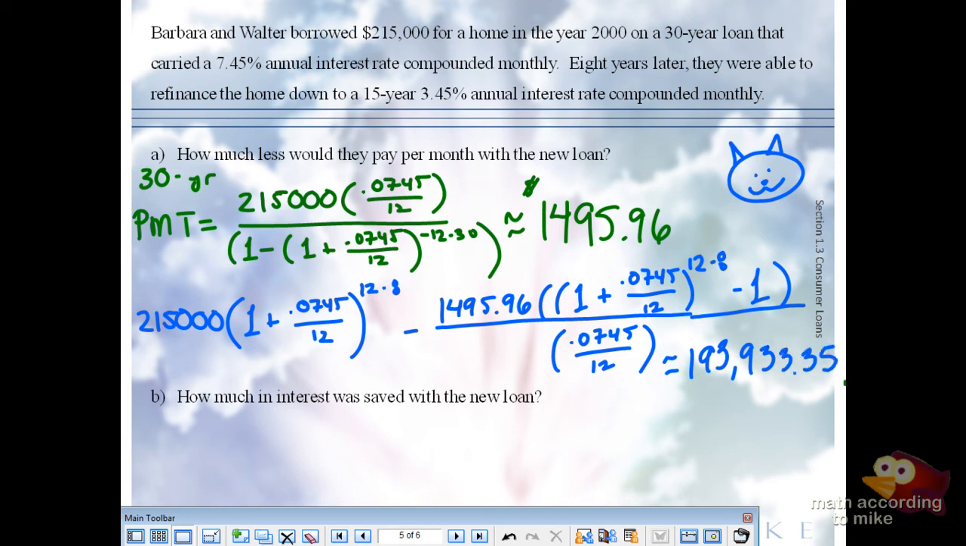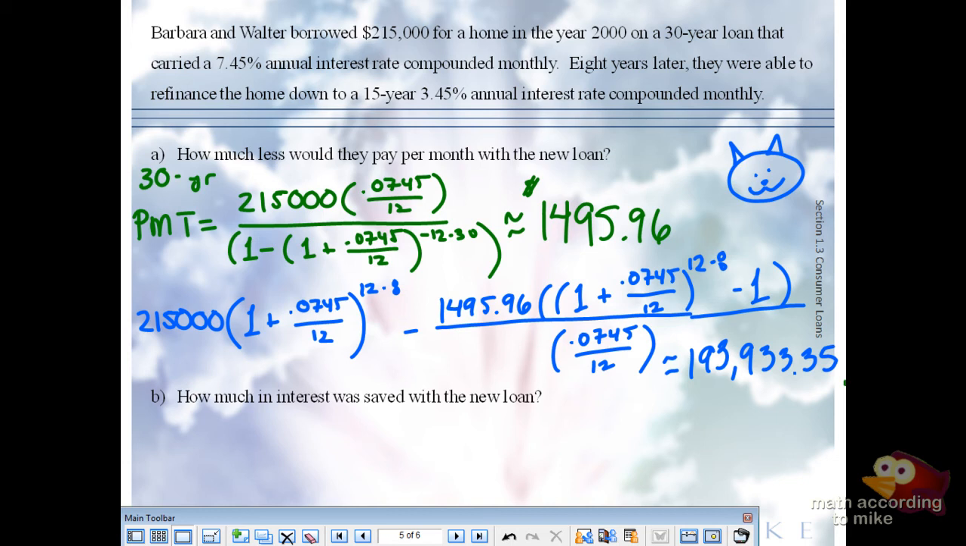All right, so we're not even done with part A. Oh my gosh. But let's discuss what happened. We needed to figure out how much they paid so far and how much they have left to go. That's the 193,933.35. But in order to use this formula, we needed to figure out how much their payment was. That's why we have the one in green first.